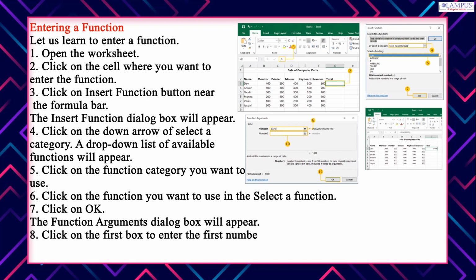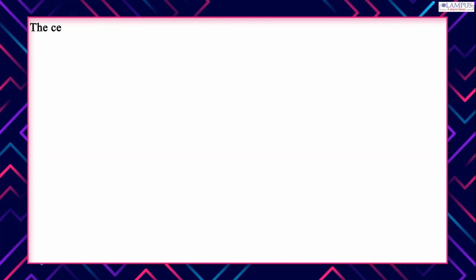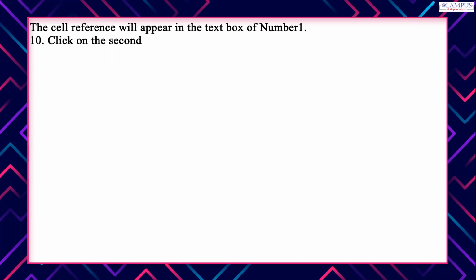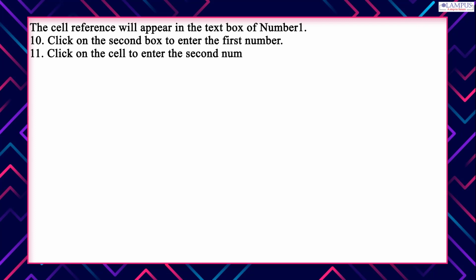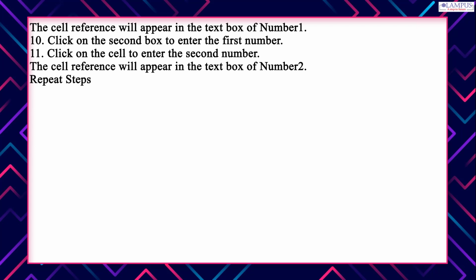8. Click on the first box to enter the first number. 9. Click on the cell to enter the first number. The cell reference will appear in the text box of Number 1. 10. Click on the second box to enter the second number. 11. Click on the cell to enter the second number. The cell reference will appear in the text box of Number 2.